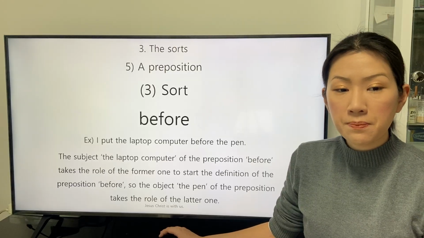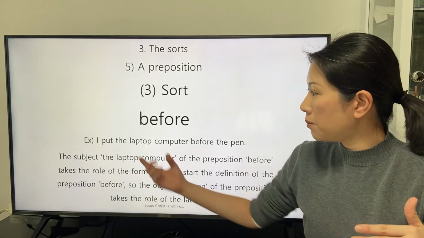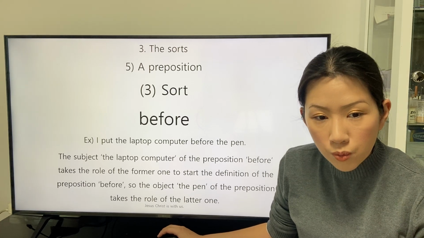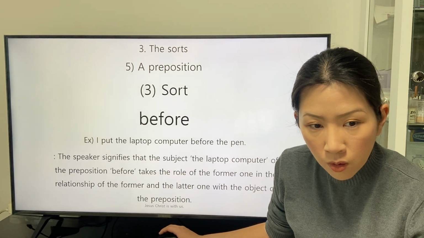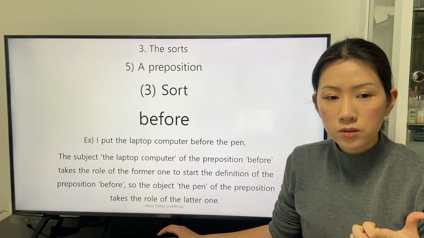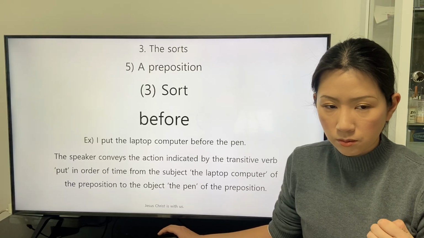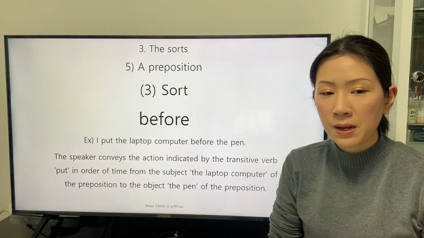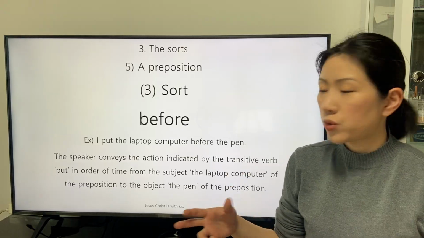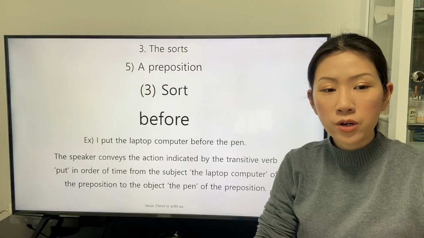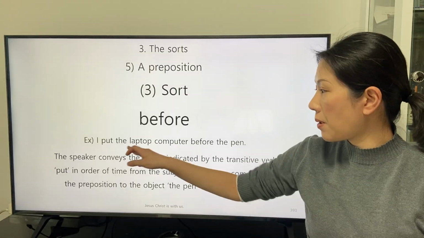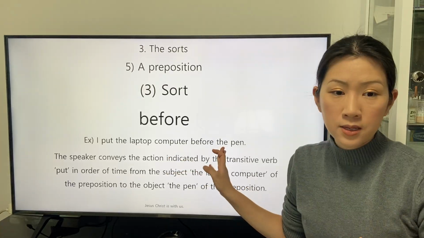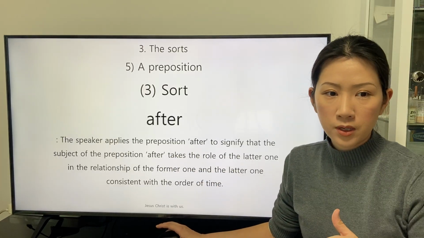The subject, the laptop computer of the preposition before, takes the role of the former one. The speaker conveys the action indicated by the transitive verb put in order of time from the subject, the laptop computer, of the preposition to the object, the pen, of the preposition.